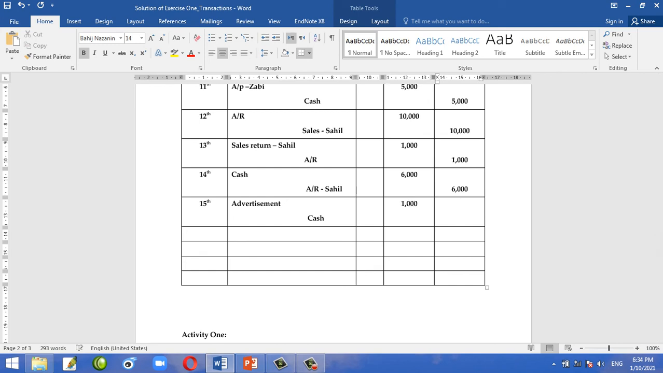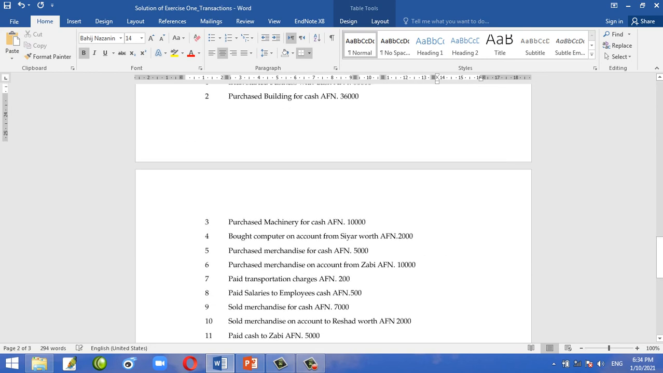So advertisements are expenses for the organization, so where there is an increase in expenses, it should be recorded as a debit. And also there is a decrease in the assets, and that one is cash. We have given cash against advertisement, that should be recorded as a credit. So that one was the 15th transaction.